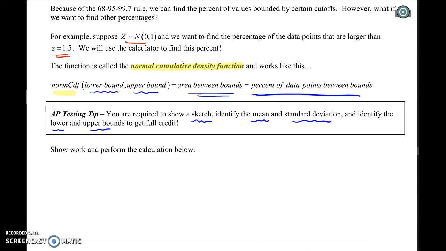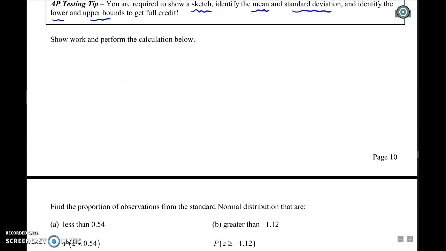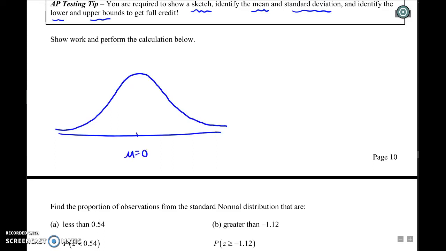All right, so let's find the area above 1.5 standard deviations above the mean. All right, so let's start with a sketch. It can be a very rough sketch, doesn't have to be super accurate. Let's put down the mean. Let's put down the standard deviation. So I like to mark the standard deviation as the distance between the center and that point of inflection. It's a nice place to put it on the graph, makes it easy.